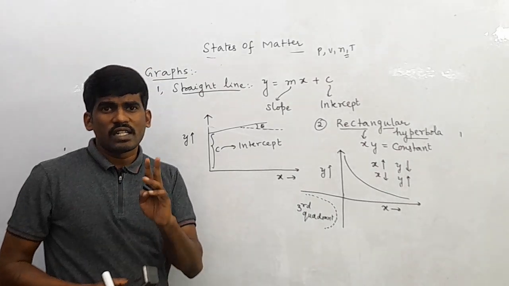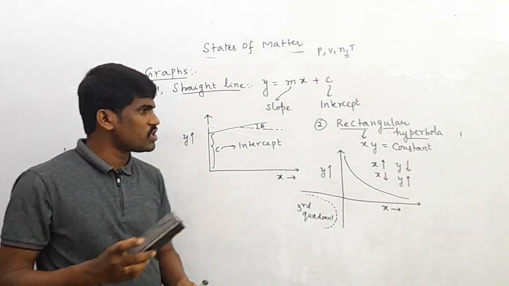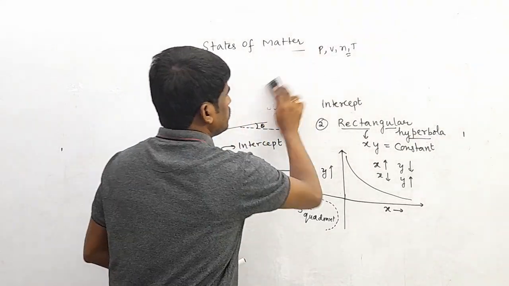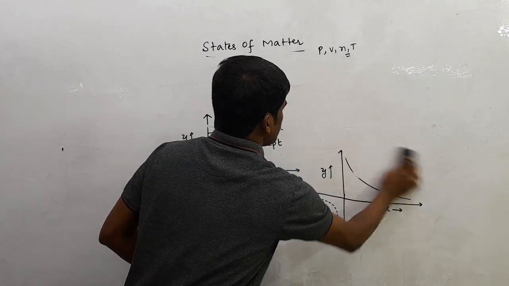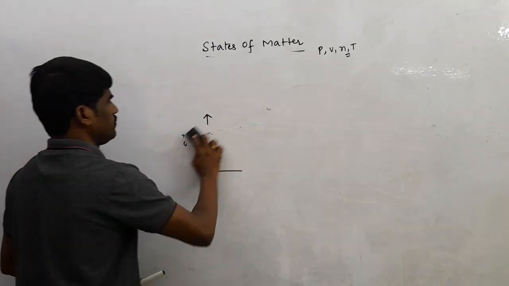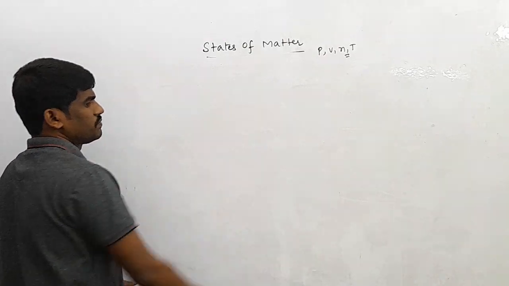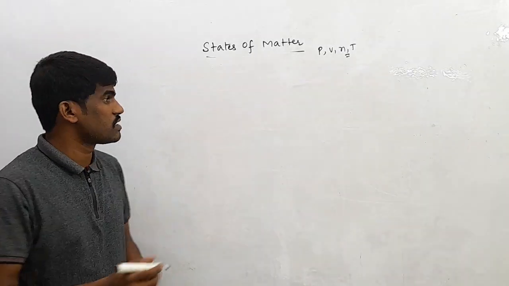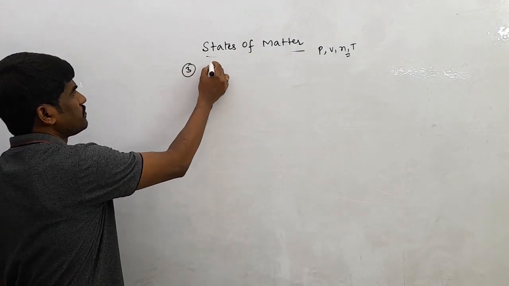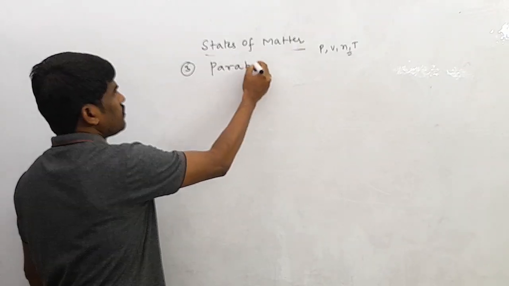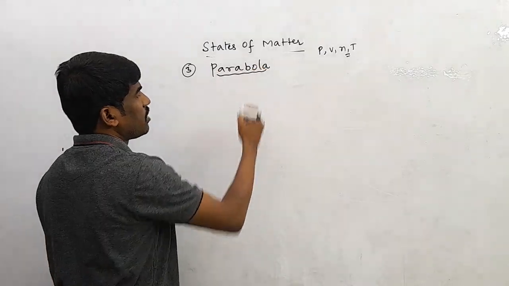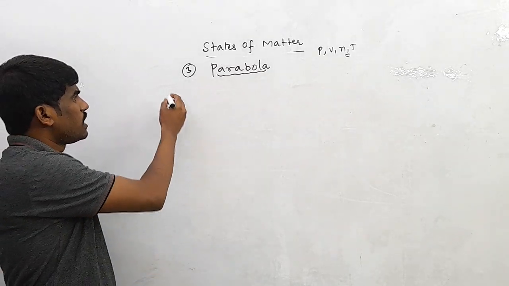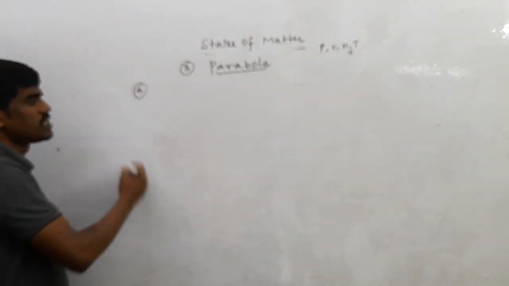Okay, so that is the second kind of graph. Let me erase this. The first graph is a straight line. The second kind of graph is the rectangular hyperbola. That is the second kind of graph we have discussed. And the third kind of graph is the parabola. In this parabola, there are two kinds of graphs that can be discussed.